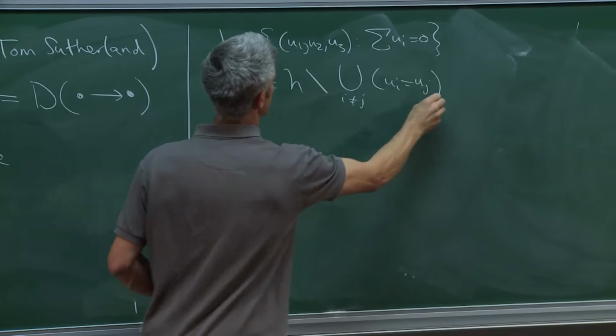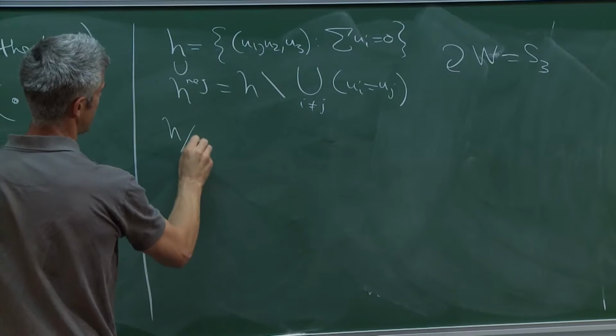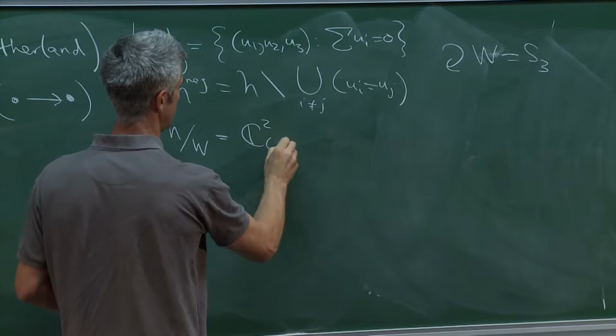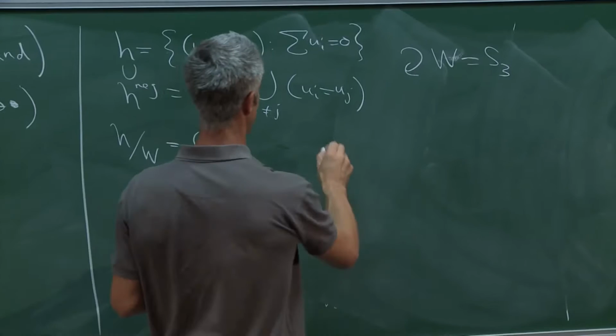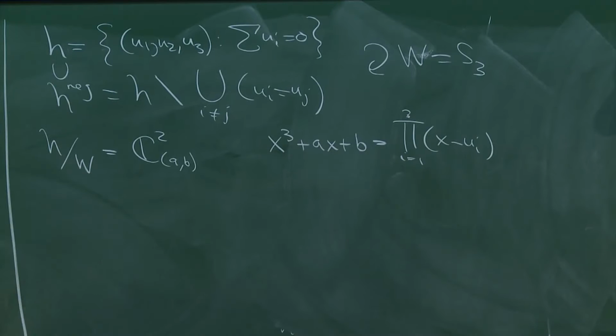And what else do I want? Oh, the Weyl group acts on all this, which is across S3. And if I take this equation, of course, this is still just C2 with, say, coordinates A and B. And, I mean, of course, the relation here is that if I write the polynomial like this, right, so that's just some notation.